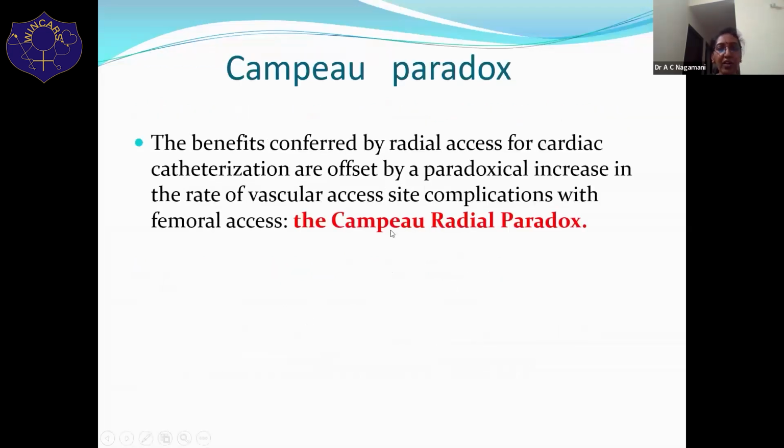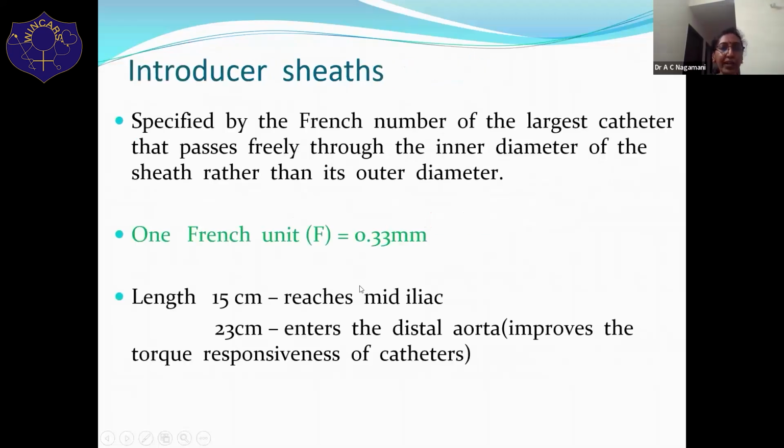So what is this CAMPU paradox? Nowadays, the present generation of interventionists are more familiar with radial. And when there is a need to switch over to the femoral, they really struggle. And what we see with the radial puncture is that there is difficulty in compression later on, and we are seeing more access site complications. So the benefits conferred by radial access for cardiac catheterization are offset by a paradoxical increase in the rate of vascular access site complications with femoral access. This is described as the CAMPU radial paradox.